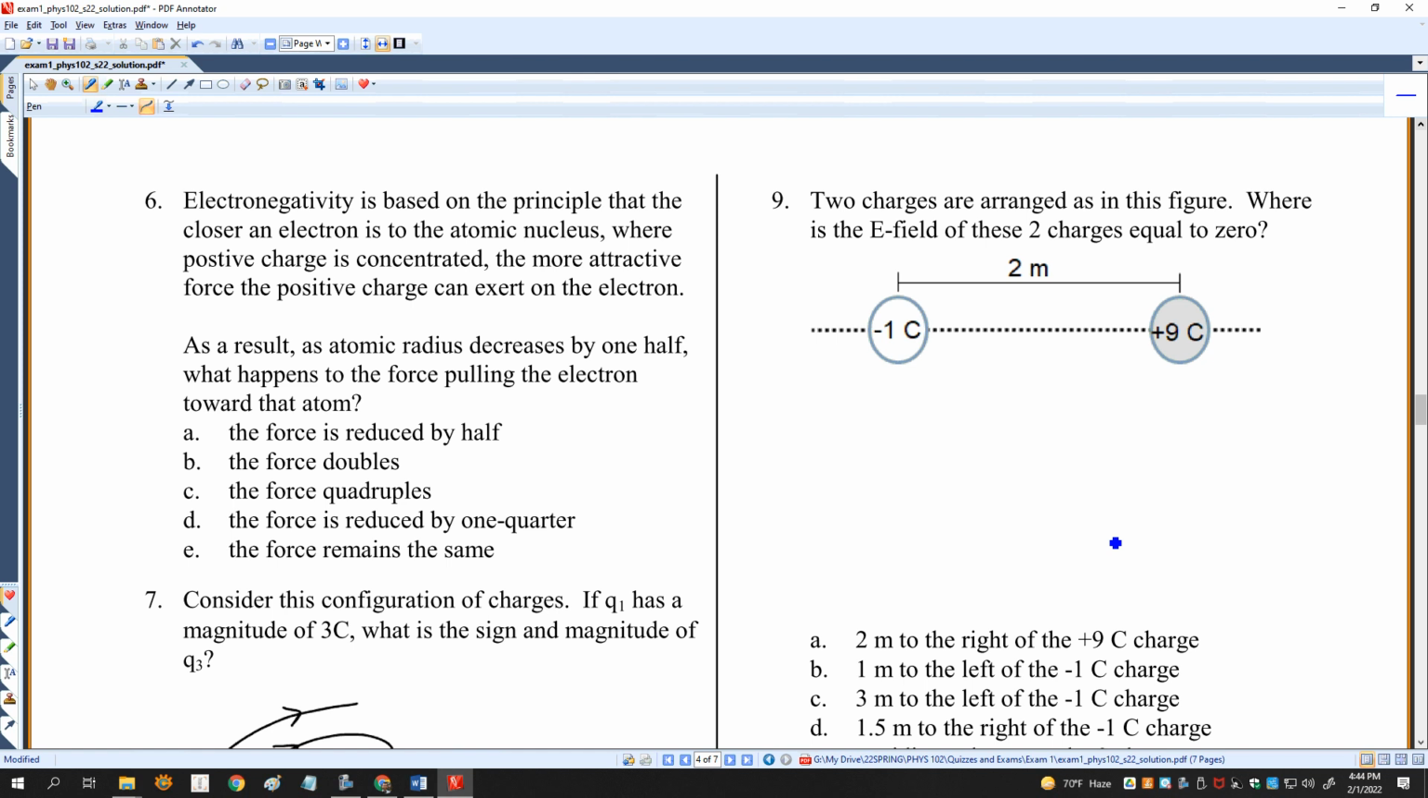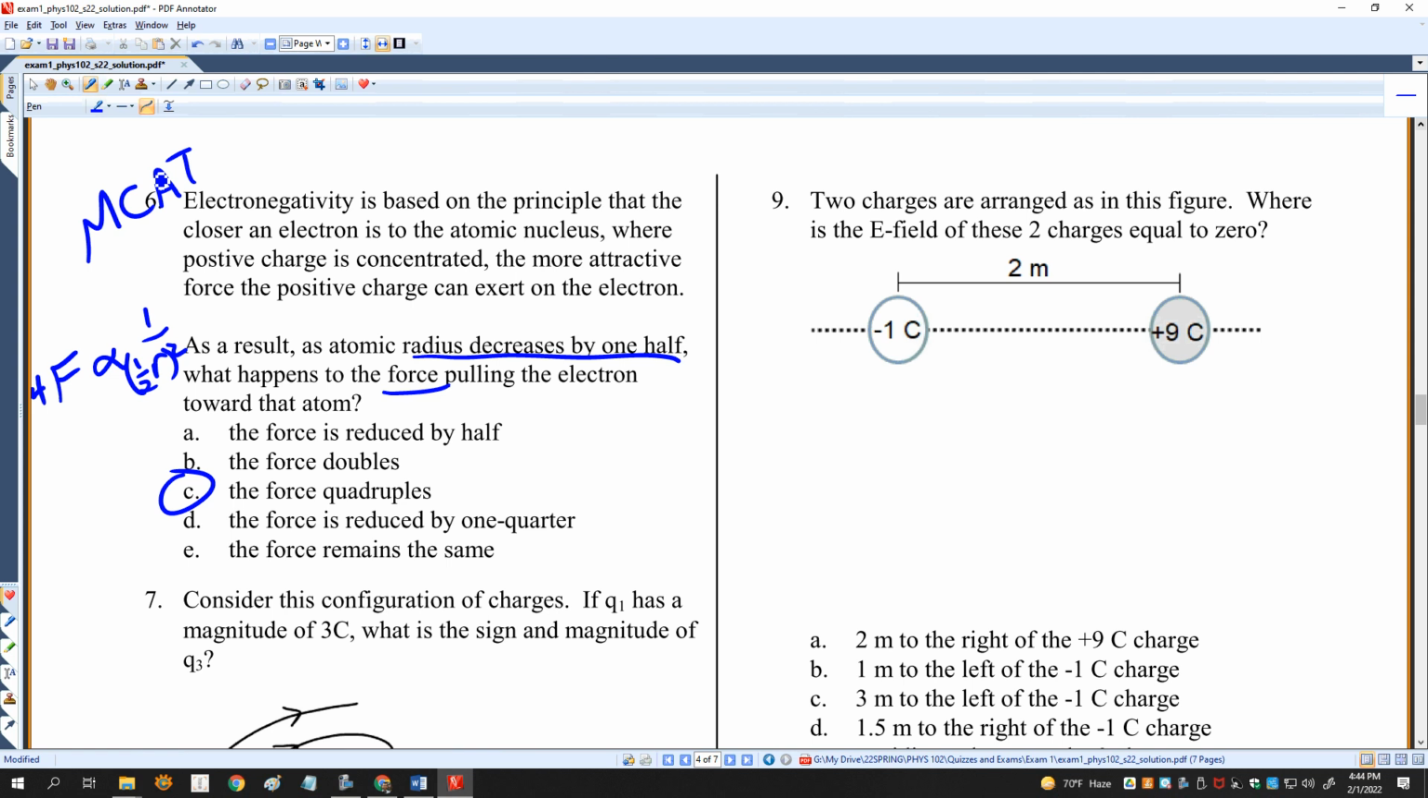Electronegativity is based on the principle that the closer an electron is to the atomic nucleus, which I'll read that. But what this has to do with is what happens to the force when the radius decreases by half. Well, we know that force is proportional to 1 over r squared. So if that decreases by half, this is quadrupled. We saw that previously. This, by the way, was an MCAT practice problem. It had a bigger passage preceding it, but I just extracted this piece.